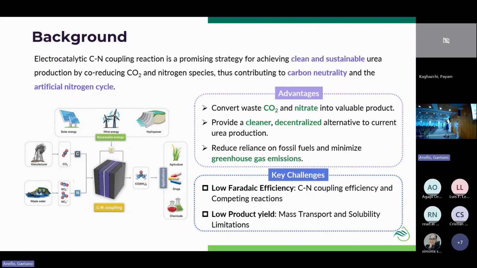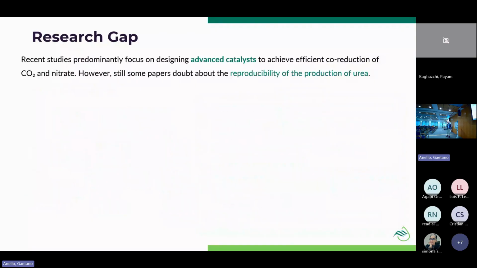However, there are still some key challenges out there in the literature. There's a lot of varying Faraday efficiency, where I mean the selectivities towards urea that we reach in this reaction. And we also see large variations in the literature on the actual yield rates, so the product yields of urea that you make in the electrolyte.